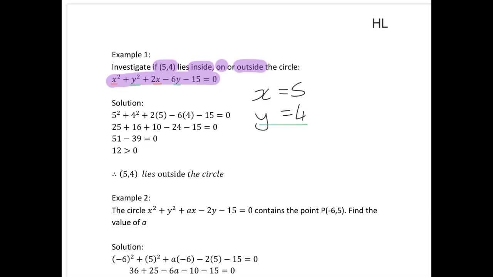So y is 4, x is 5, filling those values in and simplifying it down. If it's on the circle, we want this to be equal to 0, so we'll just work through our left-hand side. So 5 squared is 25, 4 squared is 16, 2 times 5 is 10, minus 6 times 4 is minus 24, and we still have our minus 15. Adding all those values together, we get the value of 12, which is greater than 0, so therefore the point (5, 4) lies outside the circle given.